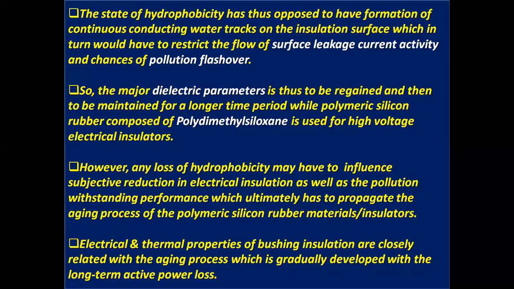However, any loss of hydrophobicity may influence a reduction in electrical insulation as well as the pollution withstanding performance, which ultimately propagates the aging process of the polymeric silicon rubber materials or insulators. Electrical and thermal properties of bushing insulation are closely related with the aging process, which is gradually developed within the long-term active power loss. Aging process of the insulating properties.